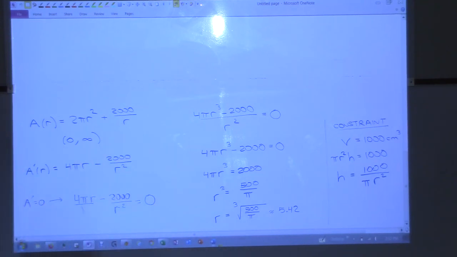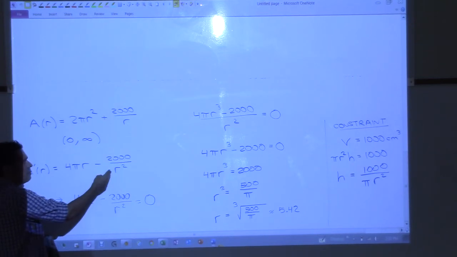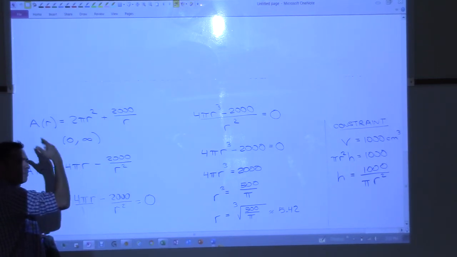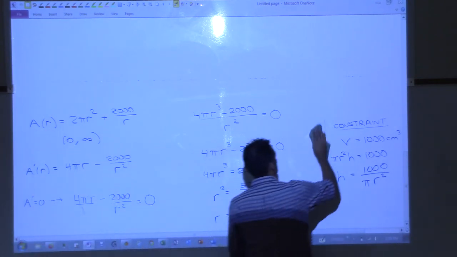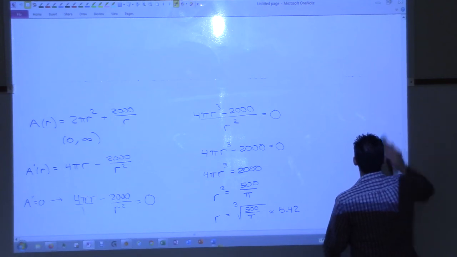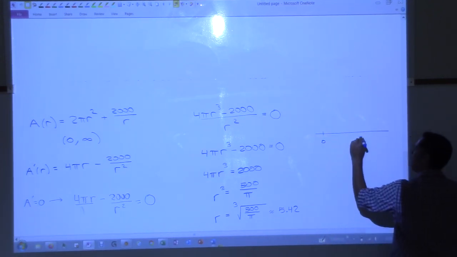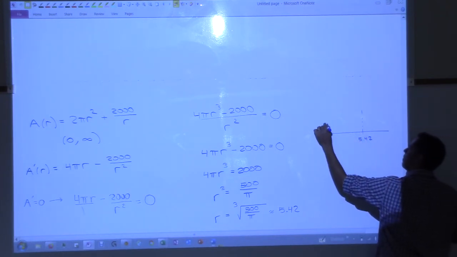What's next? Number line. Yeah, does it ever not exist? Does this derivative never not exist? At 0, but 0 is the left endpoint, so we will consider it, but not really. This is almost exactly like the previous problem. So we're going to just do a number line now. We're going to put on this number line 0, and we're going to put 5.42. It's going to break our number line up into 3 regions.